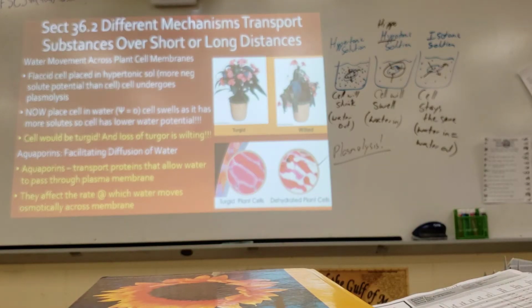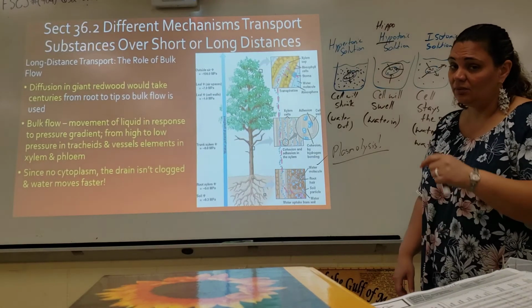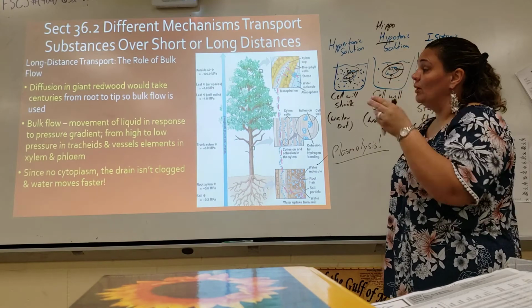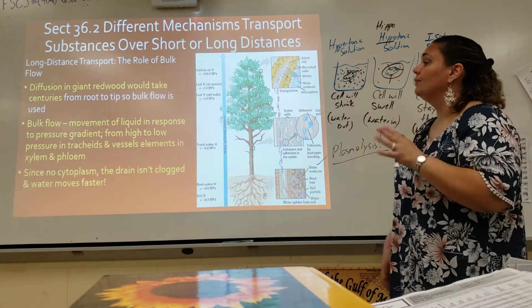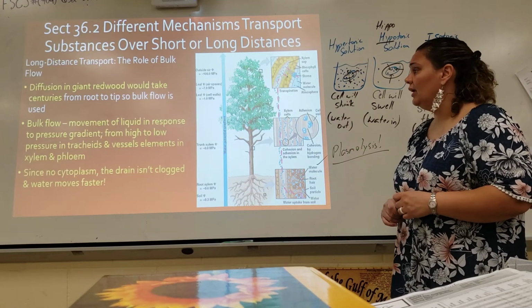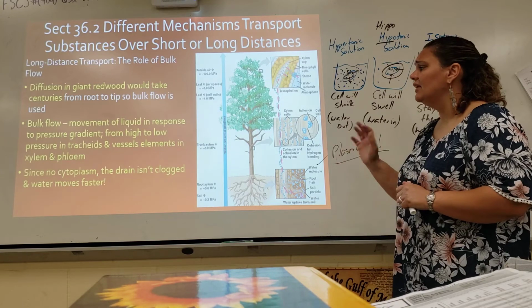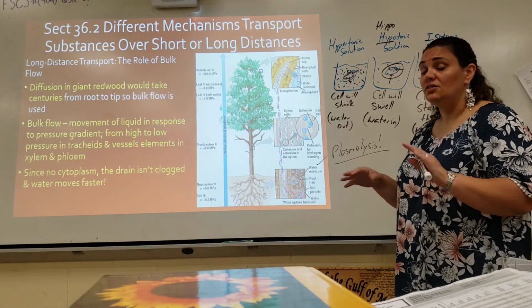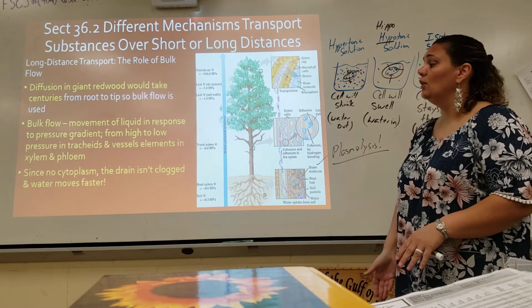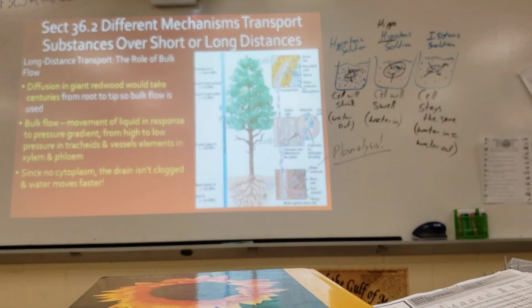All right, 9 more slides, guys, hang in there. Diffusion in a giant redwood would take centuries, okay? So we have to have a fast way to move water from the roots all the way to the top. That's where bulk flow comes in. Movement of liquid in response to a pressure gradient, that's that negative pressure, from high to low, and tracheids and vessel elements in the xylem and the phloem. Since there's no cytoplasm, the drain isn't clogged, and the water moves way faster. And it shoots all the way up.